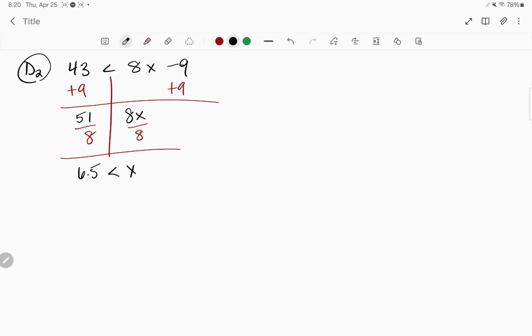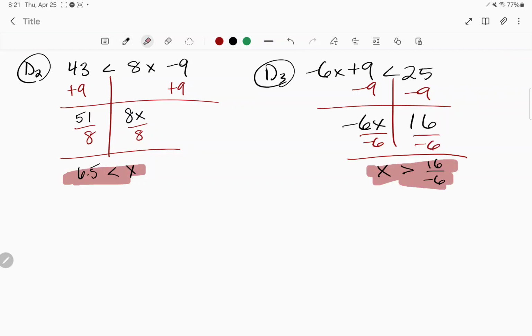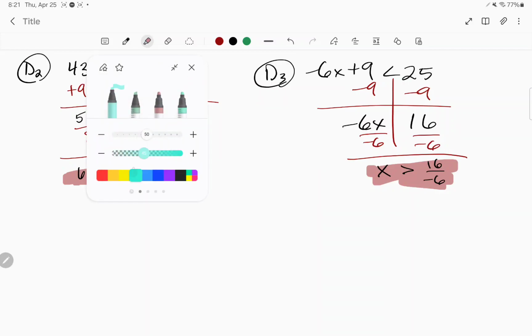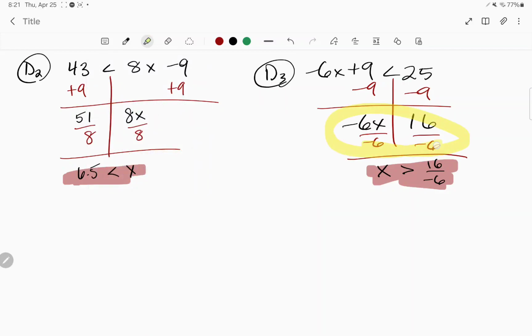So looking at D2, you would add 9 to each side, divide by 8, you should get x is greater than 6.5. Now let's take a look at D3. So in D3, when you go through and solve it, you actually end up dividing by a negative right here. And so when we divide by a negative, we need to flip the sign. So originally the sign was less than, but I changed it to greater than at the very end. Now let's take a look at the next one, D4.